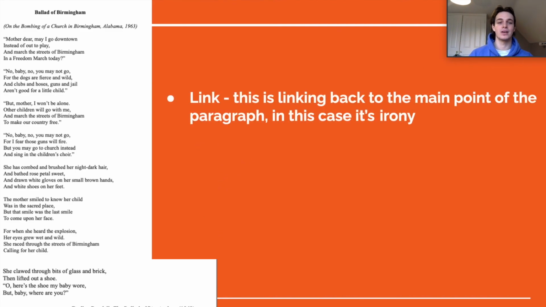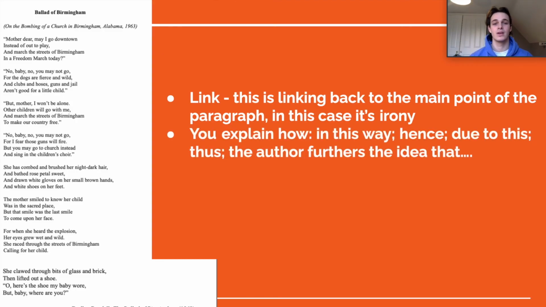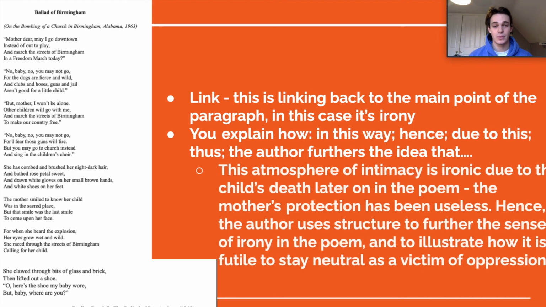And then finally we have our link. Okay, so why is this idea of the child feeling safe and secure contributing to the main point of the poem, to this idea of irony? And therefore we explain how, in this way, due to this, the author furthers this idea of irony. For example, this atmosphere of intimacy is ironic due to the child's death later on in the poem. The mother's protection has been useless. Hence, the author uses structure to further the sense of irony in the poem and to illustrate how it is futile to stay neutral as a victim of oppression.